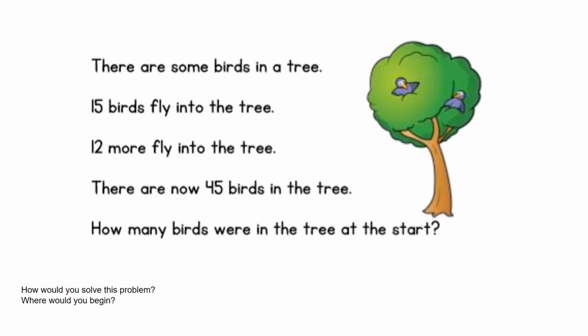Next one. This one's a bit different. There are some birds in a tree. 15 birds fly into the tree. 12 more fly into the tree, and there are now 45 birds in the tree. So how many were there in the tree at the start? So I might start with that biggest number at the end, and I might work backwards, doing some taking away to try and find out the beginning, if that makes sense.